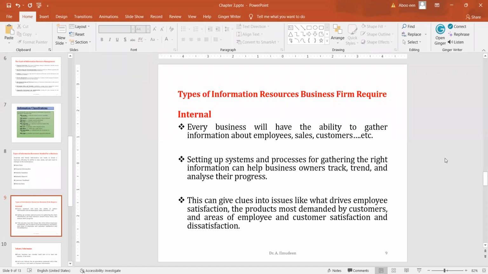This can give some idea into issues like what drives employees' dissatisfaction, the product most demanded by the customers, the areas of employee and customer satisfaction and dissatisfaction. So if they want to understand functional areas or departments, employees' satisfaction, dissatisfaction, the current issues, the customer related information, the product which is highly demanded by customers, if they want to get some clue and some idea, they need internal data. Other than this, why do they need this internal data? Any other reasons or any other special circumstances?